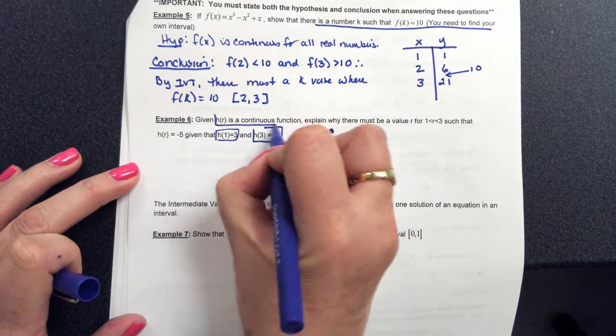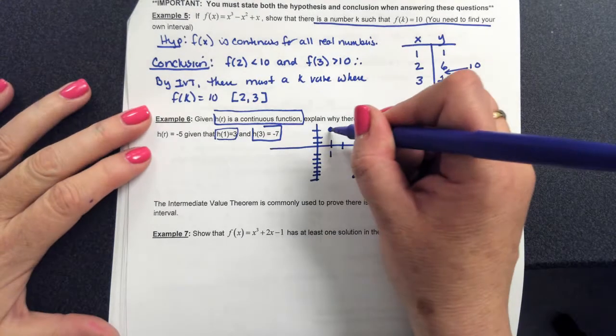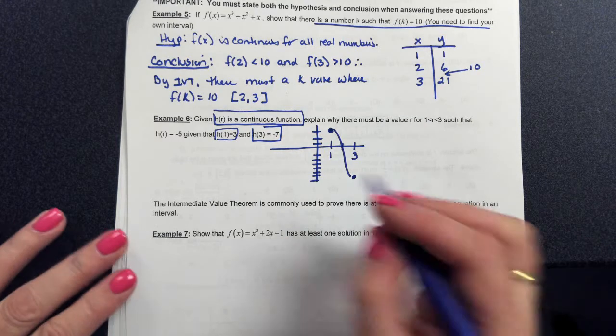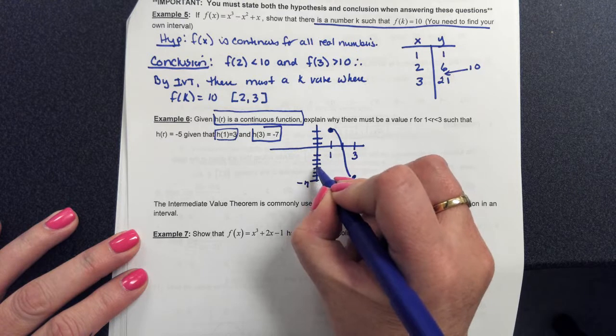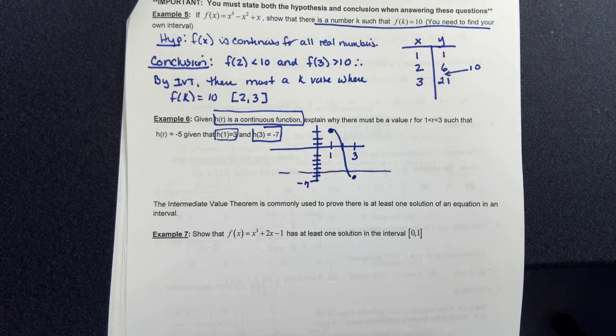Again, we've got a continuous function. So are we going to have any holes, jumps, or asymptotes between x equals 1 and x equals 3 if I was to connect these 2 points? No. So here's negative 7. It is impossible, graphically, for this graph to not pass through a particular point where your y value is equal to negative 5. Does everybody agree with that? All right? So now let's prove this by the IVT.